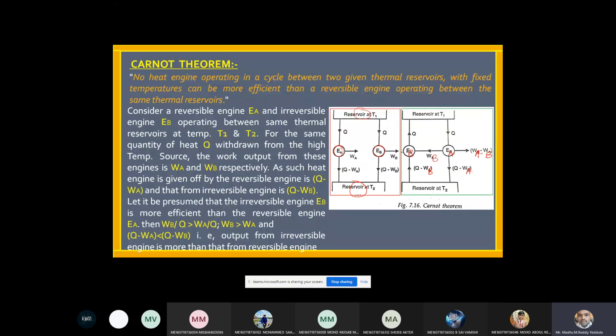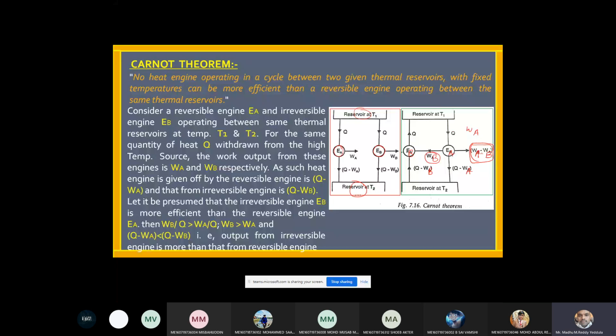Now, as we know, in order to drive the heat pump, we need to supply an external input. So let us say W is the external input that is extracted from engine A. This work is extracted from engine A. Let us assume engine A is delivering WA work. From this WA work, I am extracting WB. So what is the work left out? WA minus WB. This is the net work available from engine A. So after extracting WB, this is WA minus WB, right?